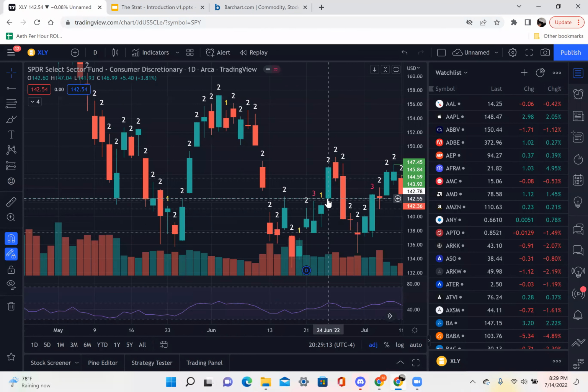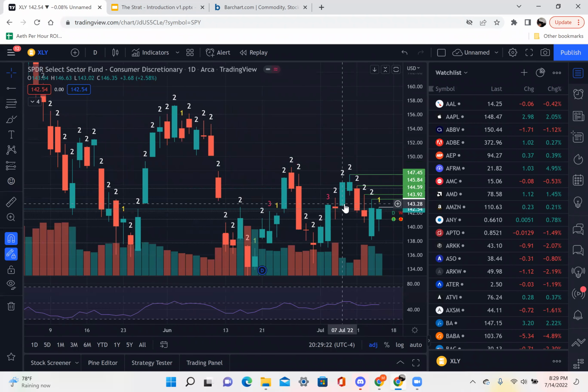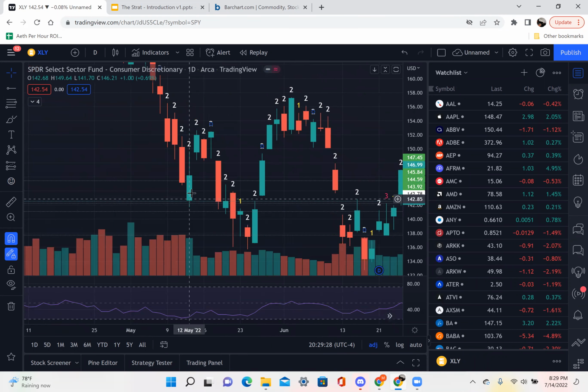143.37, 142.60, the low 141.93. Look at this one, 143.04. Look at the low, 143.02. And you know, that's what you do. Look at this thing right here on this level, and this is on a bigger time frame.